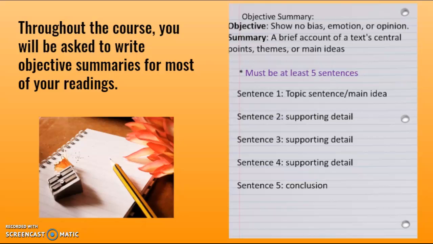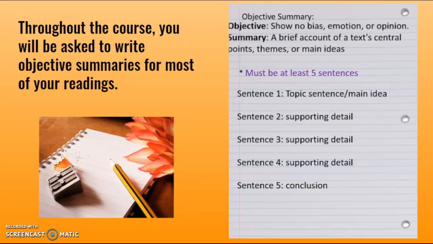And here, next I have just what is a summary. It's just a basic, brief account of a text's essential points, themes, or main ideas. I also have here for you the outline of writing an objective summary. Objective summaries must be 5, maybe 7 sentences tops.